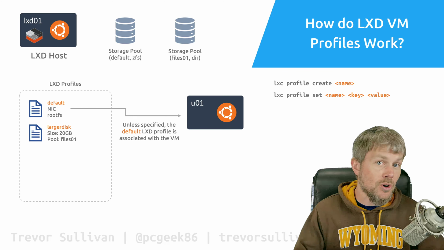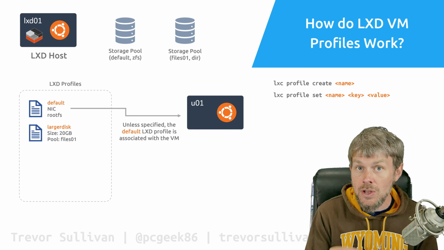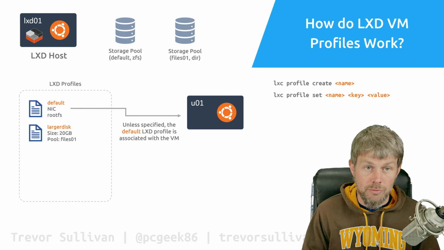Another option that we might want to set as far as the file system goes is changing the storage pool where the root virtual disk gets created. So rather than relying on the default storage pool, and rather than having to specify the storage parameter every time that we create a virtual machine, we can simply point to a profile that specifies which pool is going to have the root file system for this newly created virtual machine.